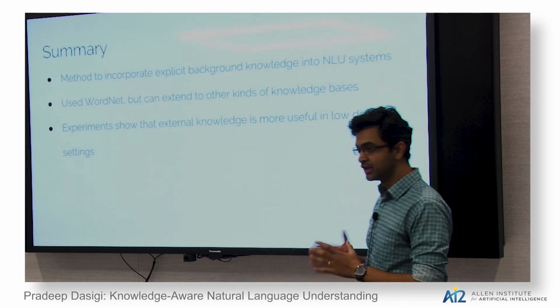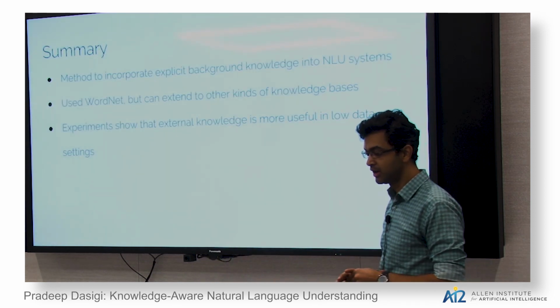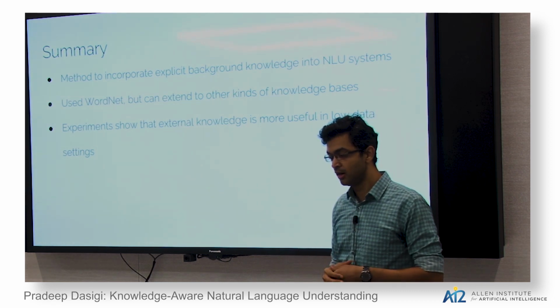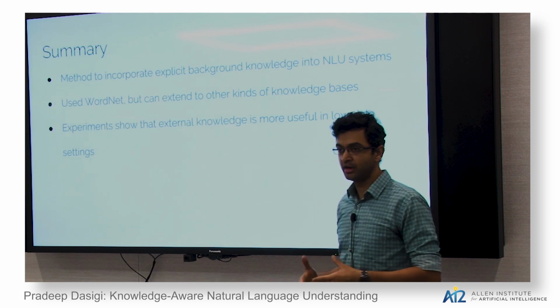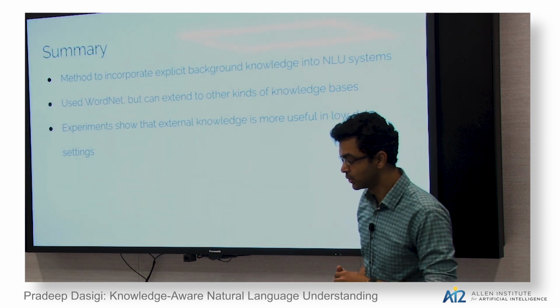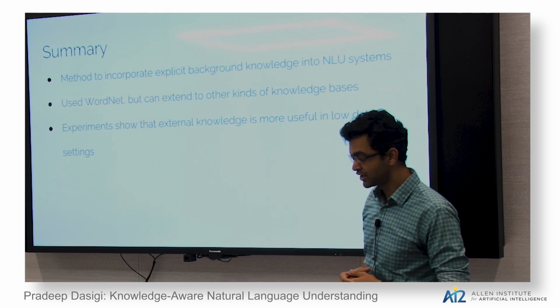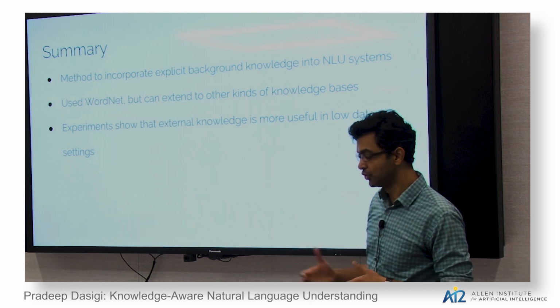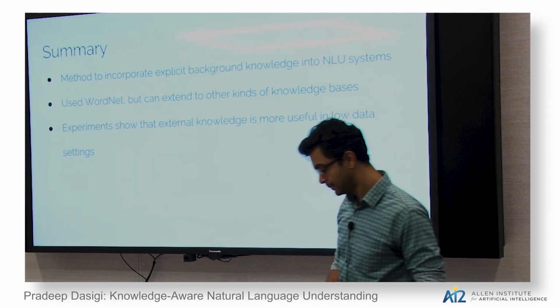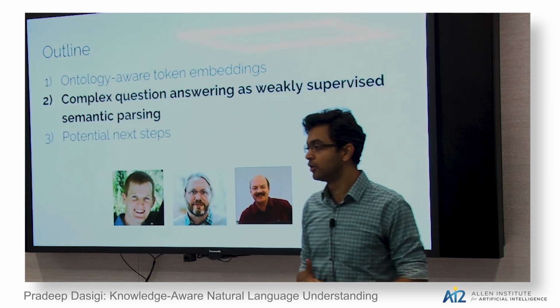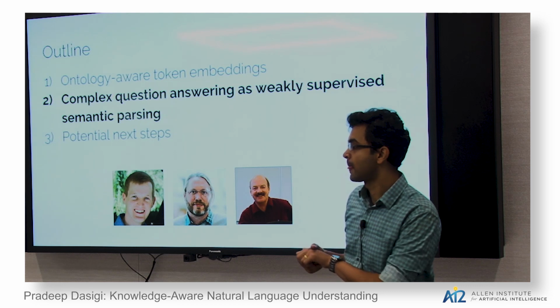Okay, to summarize this part of my talk, I described a method to incorporate explicit background knowledge into NLU systems. We used WordNet here, but it can extend to other kinds of knowledge bases as well. And I've shown empirically that external knowledge is far more useful in low data settings. Before I move on to the next part of my talk, are there any questions?